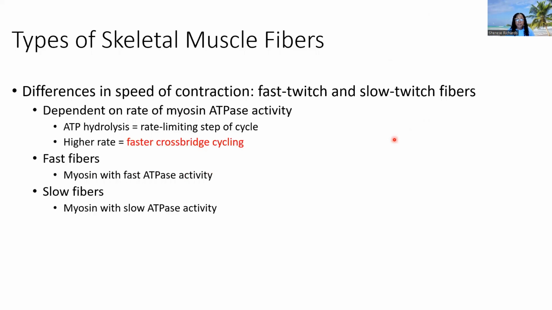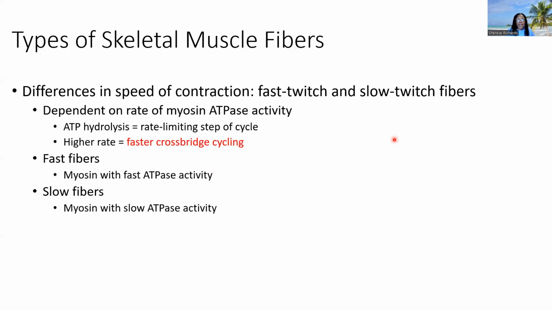So let's talk about the speed first. So the difference in speed of contraction, we have fast twitch fibers and we have slow twitch fibers. This is going to be the first name of the muscle. So whenever we call a muscle or type a muscle, it's going to have a first name and a second name or last name. And so the first name is based on its speed of contraction.